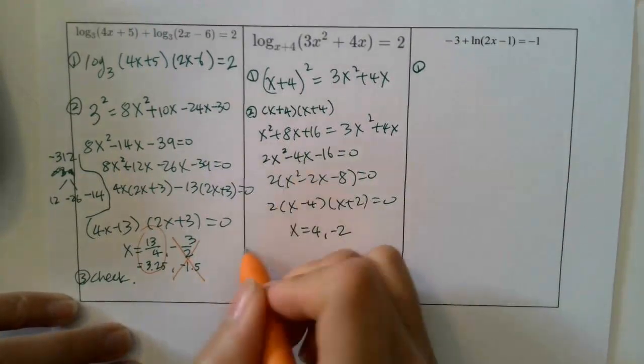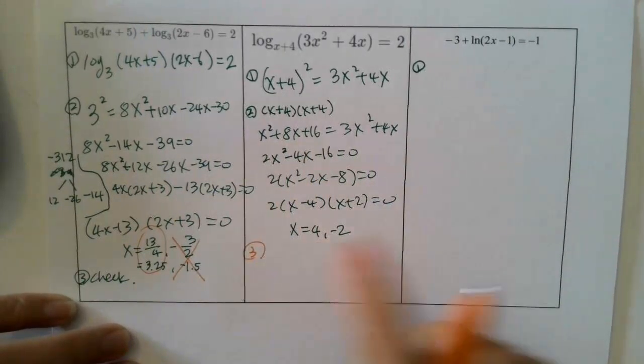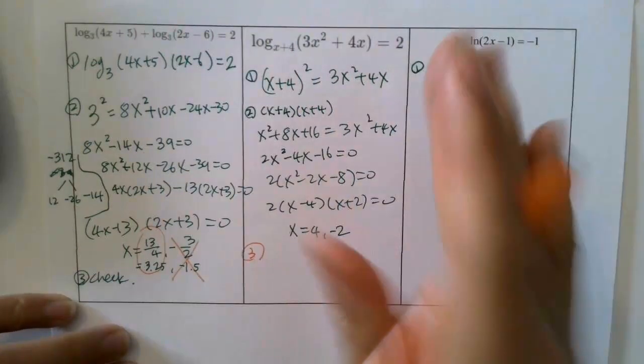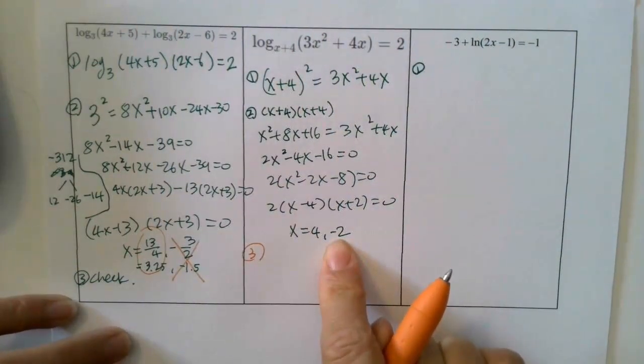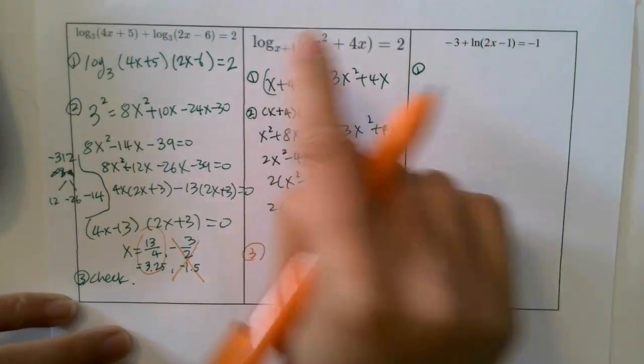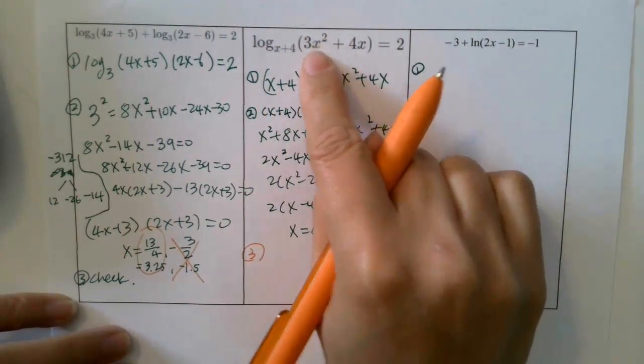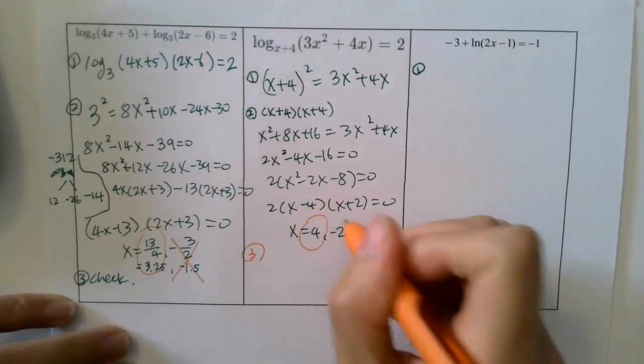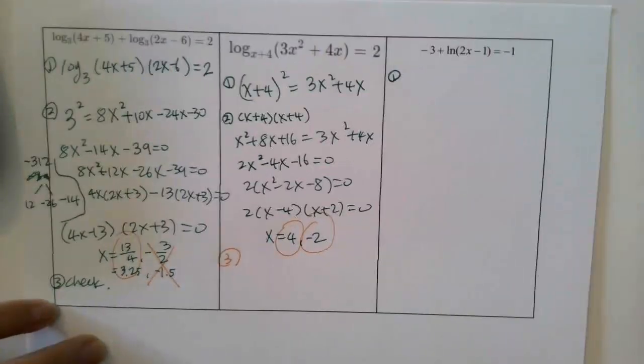Okay? Now let's look at this one. Let's go ahead and check it. 4, plug it in. That's a positive. It's going to be positive because everything is plus. Negative 2, I don't know. Let's see. Negative 2 plus 4 is positive. Negative 2 squared is 4 times 3, 12. Minus 8 is still going to be positive. So this one has both solutions.